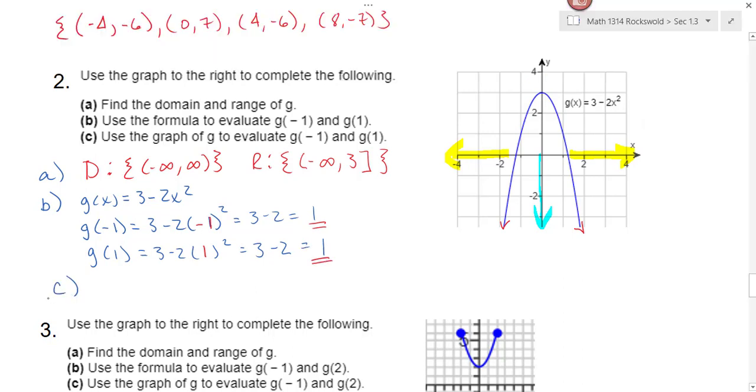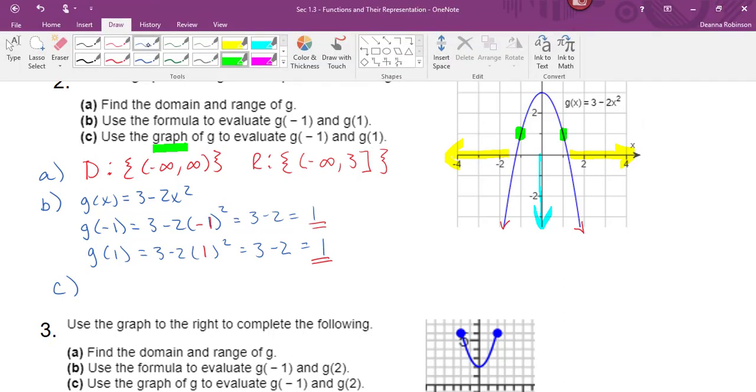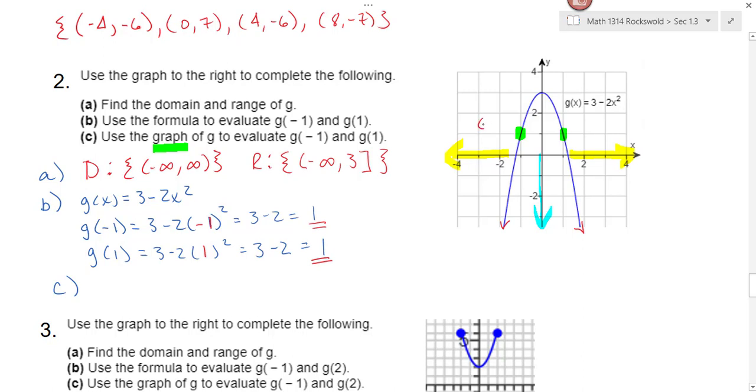And then on part C, we're asked to use the graph to evaluate g of negative 1 and g of 1. So looking at the graph, we go over to negative 1, and there's g of negative 1, and we go over to x equals 1 and go up to the graph, and there's g of 1. So our points right here are at negative 1, 1, and at 1, 1, so that means that g of negative 1 is equal to 1 and g of 1 is equal to 1.